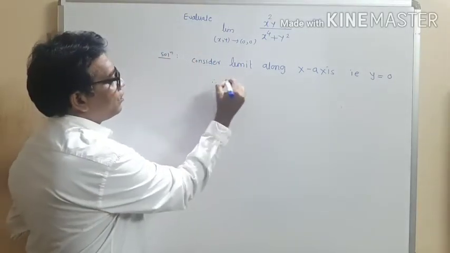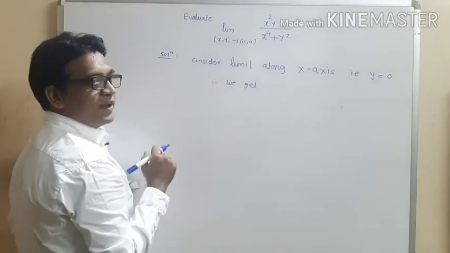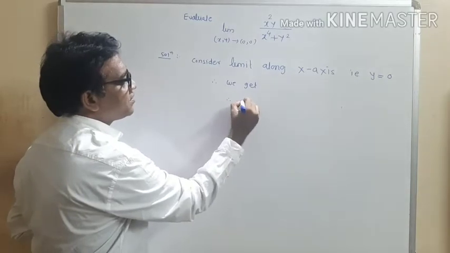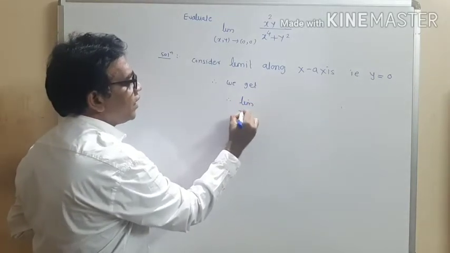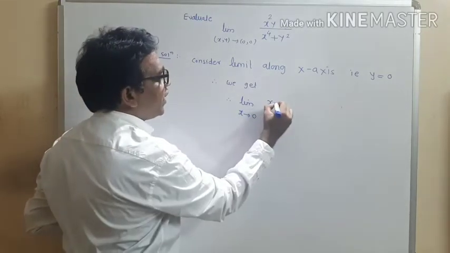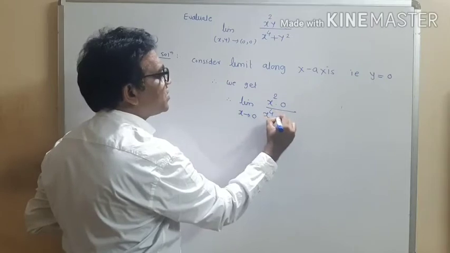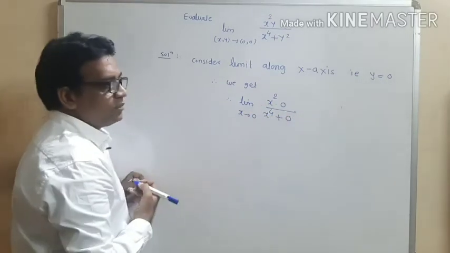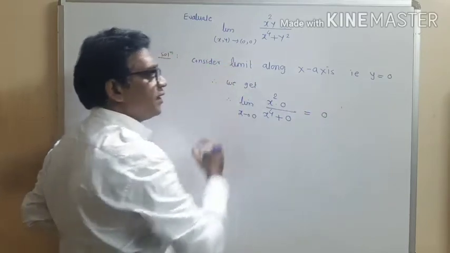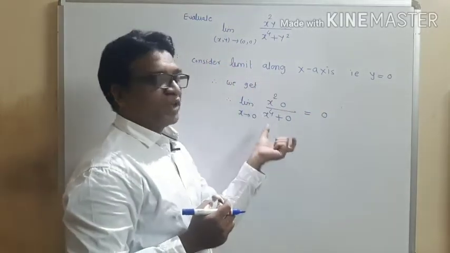So write down, therefore we get, put y equal to 0 in the given function. So this is the limit as x tends to 0. Now put y equal to 0: x square into 0 divided by x raised to 4 plus 0. So anything into 0, we can directly write 0. Now let us take some more equations.